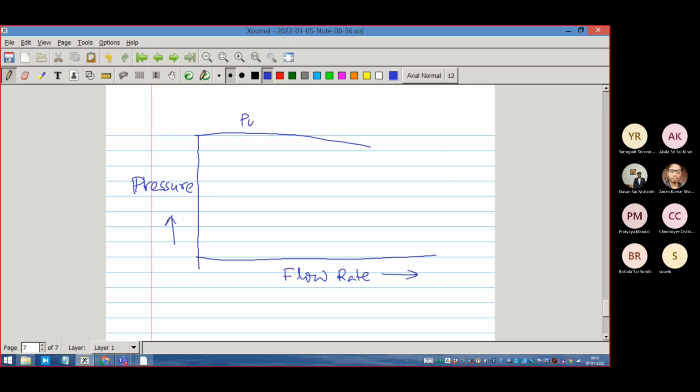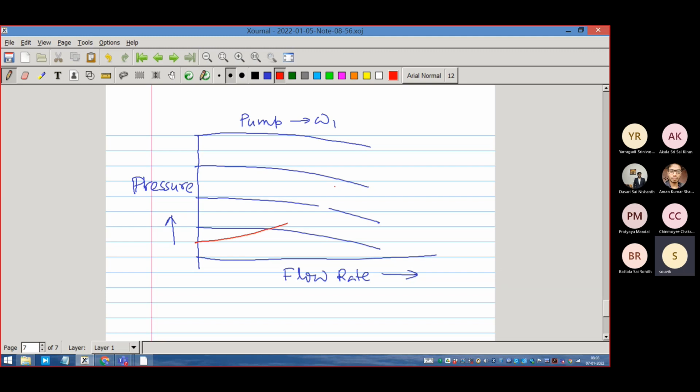This is the pump characteristics, the pump running at a speed, let us say omega 1. Then you can create as many such characteristics as you need by running it at different speeds when you have electric drives. So the advantage that we saw is this: if the system characteristics, that means the pipeline, etc., is like this, then the intersection point is the point where they will be working.